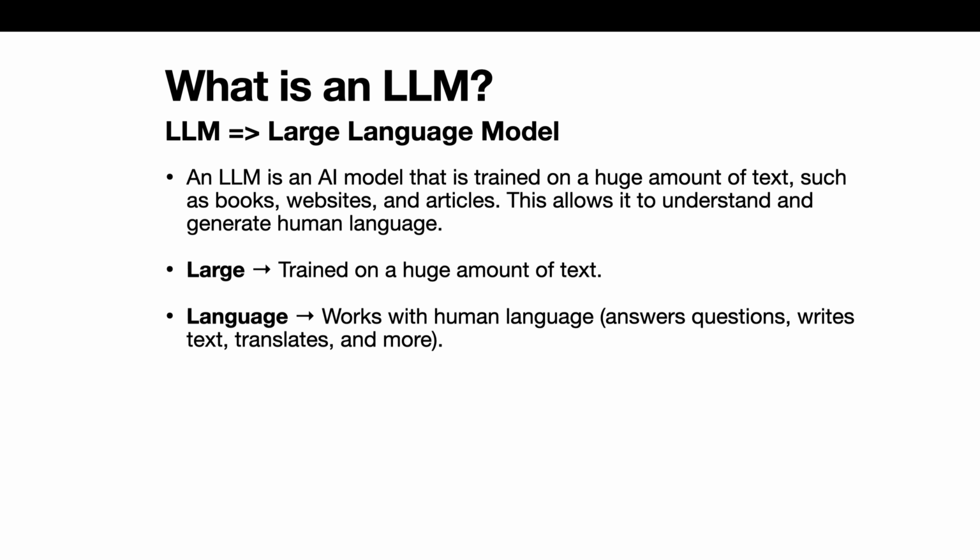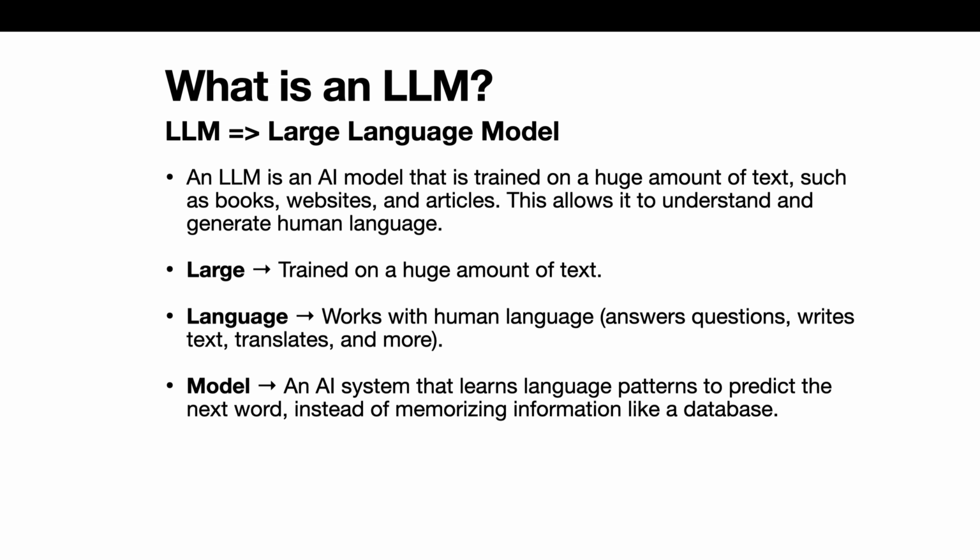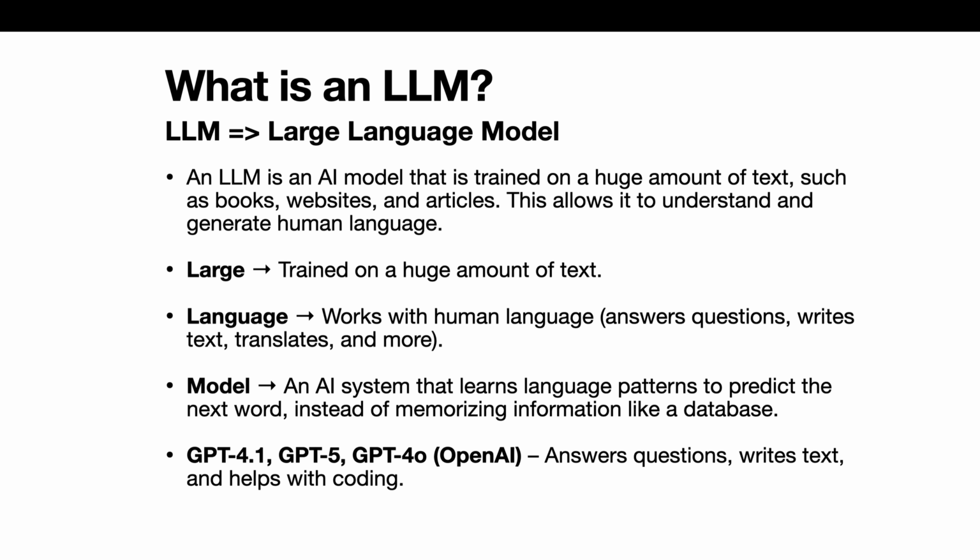Language refers to it works with human language. It can answer questions, write text, translate, and more. And model is an AI system that learns language patterns to predict the next word instead of memorizing information like a database. An example of an LLM is GPT. The GPT model can answer questions, write text, and help with coding.